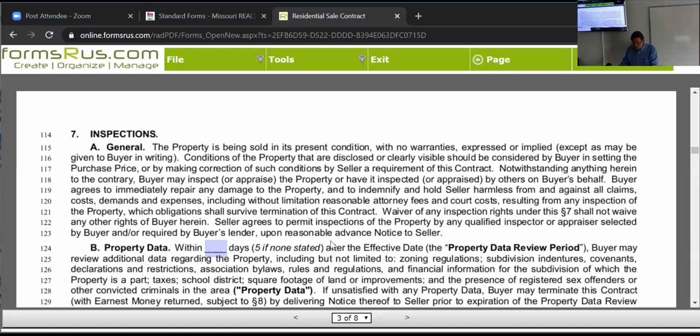Now, you can ask for an additional 5 days. You can use a specific document for that, or you can just put it in writing, and the seller automatically has to grant at least that 5 days.